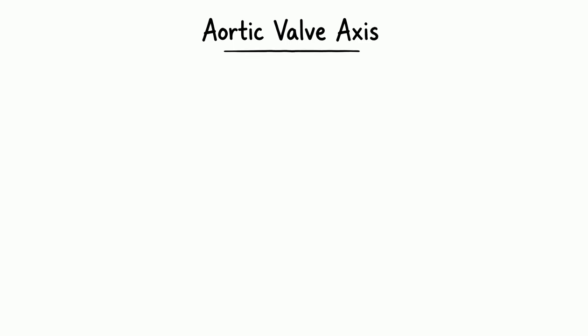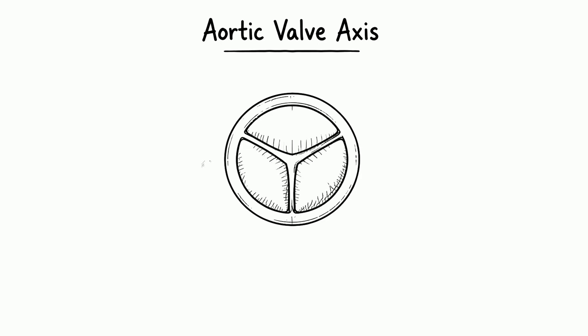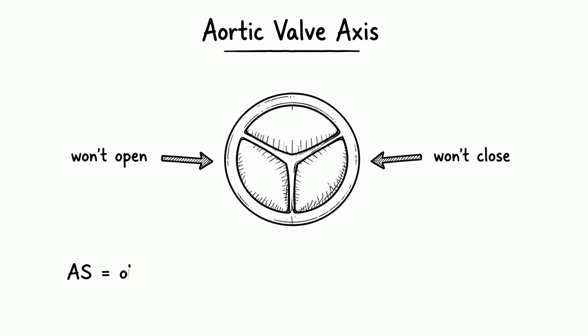Here is the single diagram that explains both diseases. Aortic stenosis means the valve will not open normally. That creates an obstruction to forward flow leaving the ventricle. Aortic regurgitation means the valve leaks backward during diastole. These lesions are mirror images in hemodynamic terms.